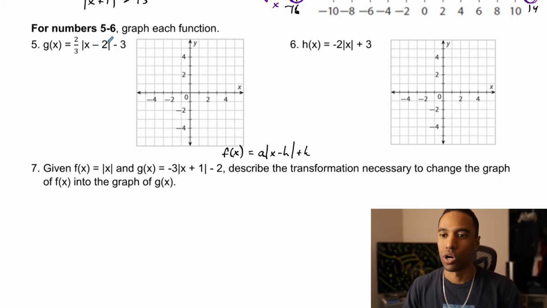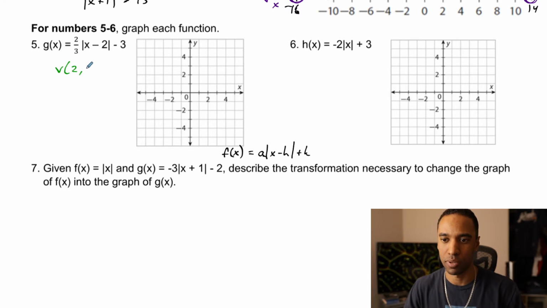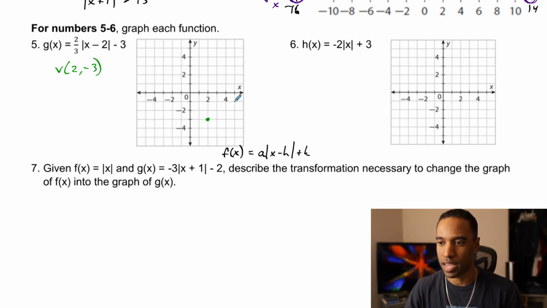Minus h. So my vertex here is going to be at 2, and then k is the same, plus k, minus 3. That's plus a negative 3, so k is negative 3. Opposite, same. I'm going to start my vertex at (2, -3) right there. And then my slope here is positive 2/3. So I'm going to rise 2, run 3 in both directions to get the V shape of this absolute value function. This is shorthand notation, but that is how it works.